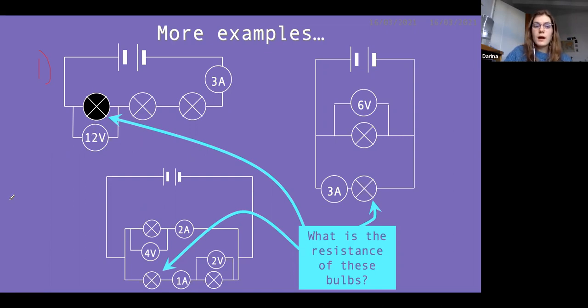So V over I equals R. So that would just be 12 divided by 3. But let's try the other two. So question 2, try question 2.